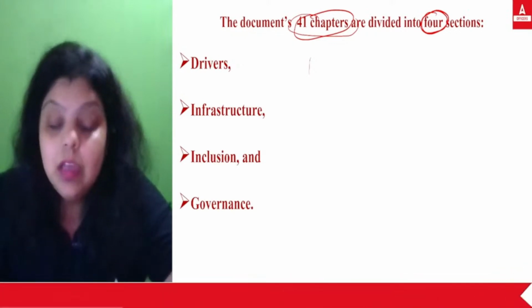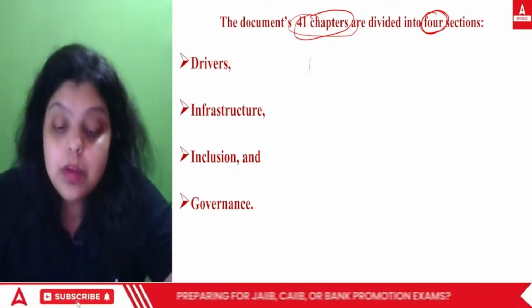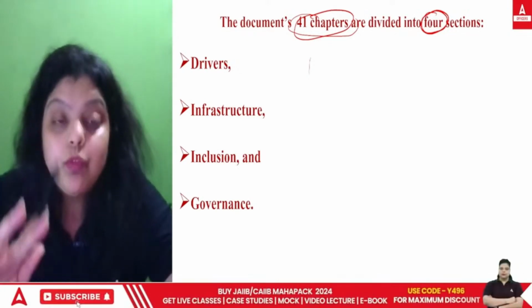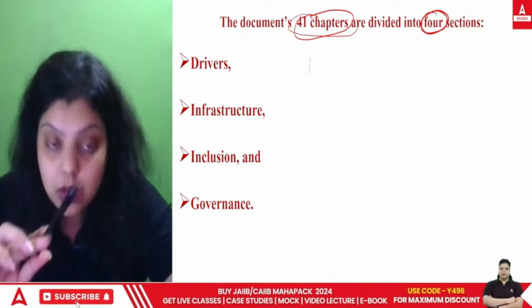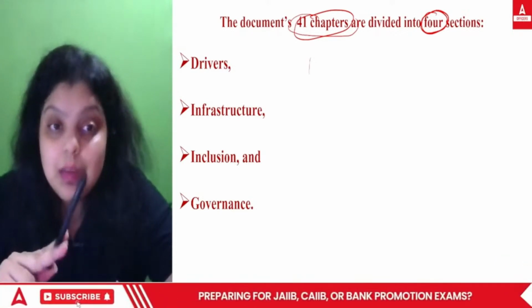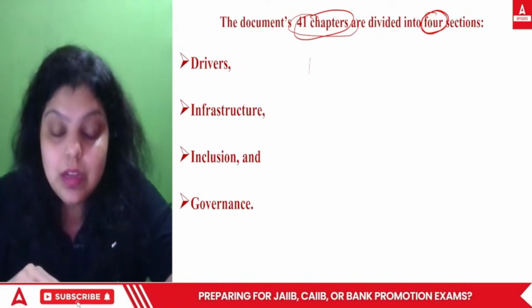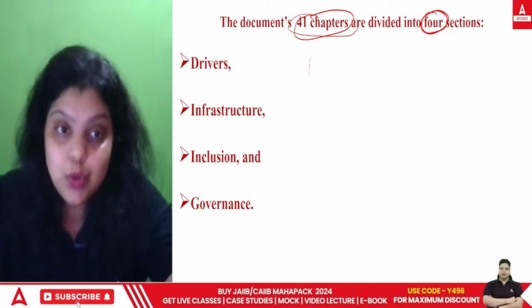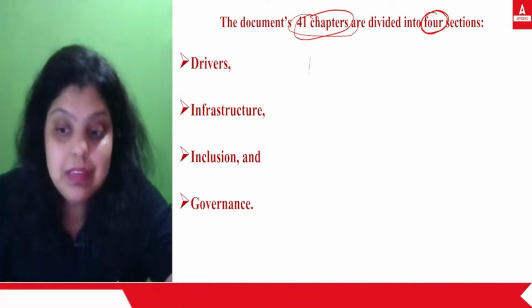It can be asked which of the following is not one of the 4 sections in that document. You have to find out which is not from drivers, infrastructure, inclusion, and governance. So this type of question can be asked from the national strategy for New India by NITI Aayog, and these 4 sections of the document are very important. A question will be seen.